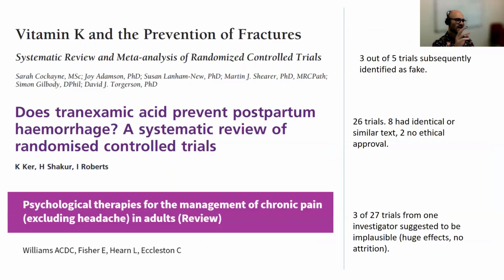So I've put a few different examples from different clinical areas on the screen here. So vitamin K for prevention of fractures, tranexamic acid for postpartum hemorrhage, a recent Cochrane review, psychological therapies for the management of chronic pain. These are all examples where it looks like some of the eligible studies were probably not authentic, okay?